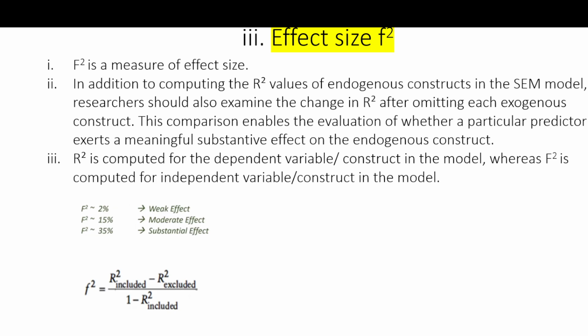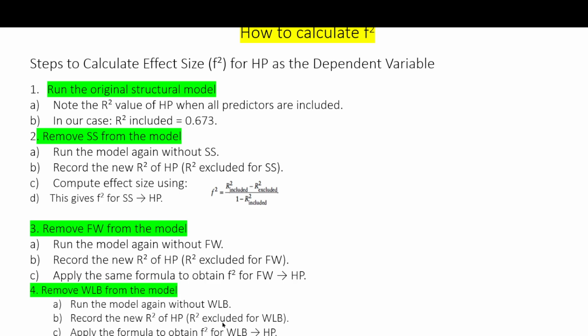And if the value of F square is less than 0.02, it is called a weak effect. If it is less than 0.15, it is called a moderate effect. And if it is beyond 0.35, it is called a substantial effect. And the formula of F square is R square included minus R square excluded, divided by 1 minus R square included. So how can we calculate this?